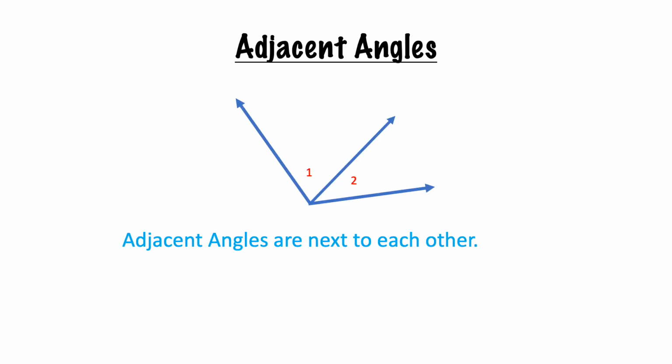Adjacent angles are next to each other. If you notice, adjacent angles share a common side. Angle 1 and angle 2 are adjacent because they share a common side. They're sort of like neighbors.